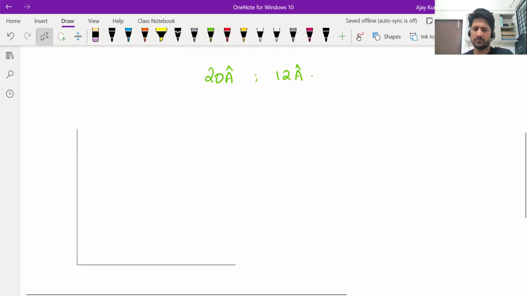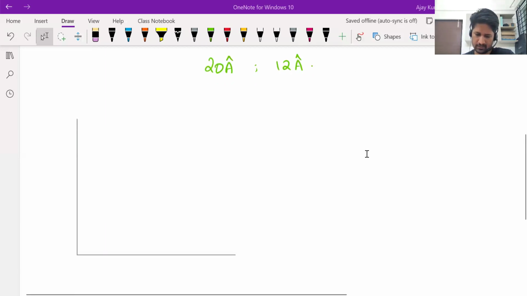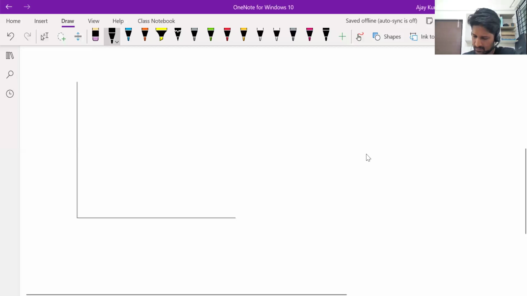Okay, we had discussed when we began this chapter, like to describe the position in a plane, you need two coordinates, an x coordinate and a y coordinate. Okay, so to describe motion in a plane, you need two reference axes. Fine. Suppose this is x, this is y.